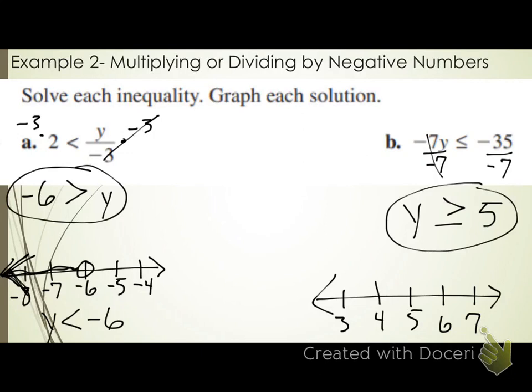Open or closed on 5? Closed. 5 is included in my solution set. Shading to the left or the right? Right. I want values that are greater than or equal to 5. Questions on B here? We good with that? Can I move on?